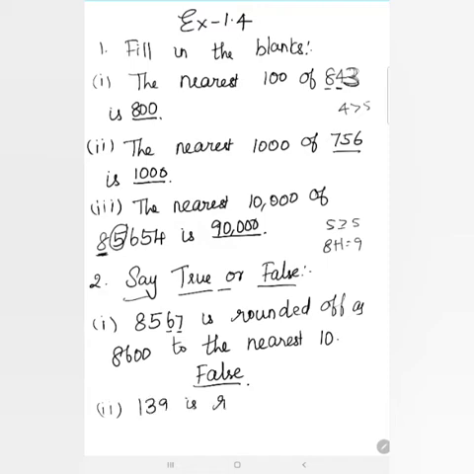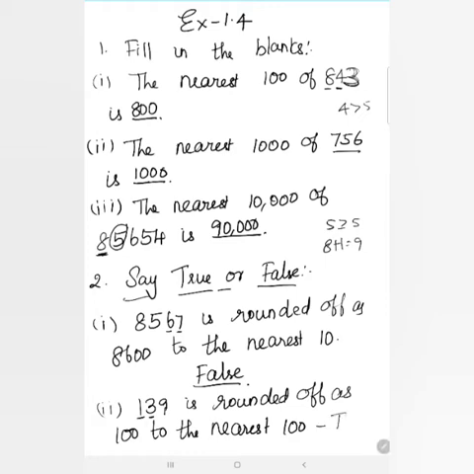Then second one: 139 is rounded off as 100 to the nearest 100. See, here the hundreds place value is 1, and next you have to check the tens place. This is also less than 5. So you take this as 100. So this one is true.